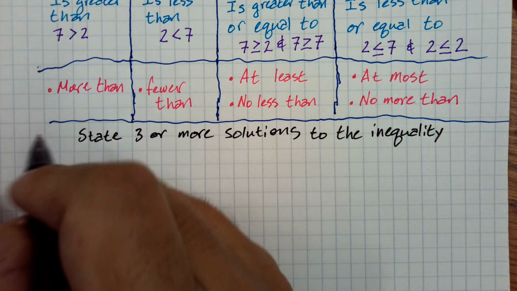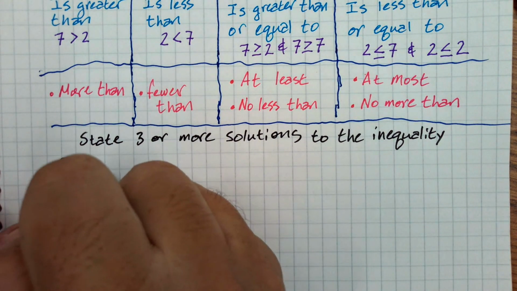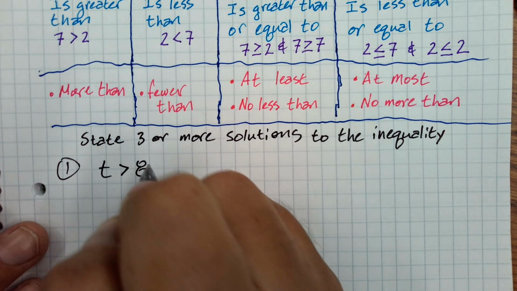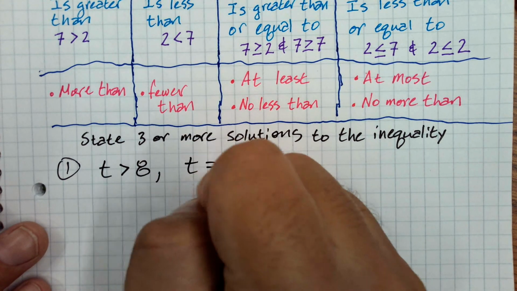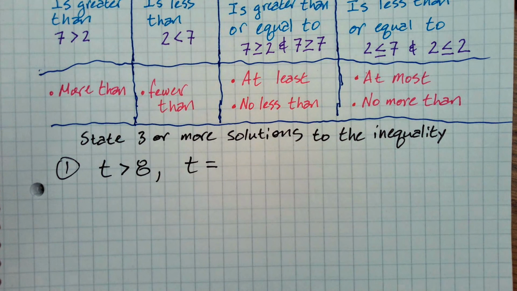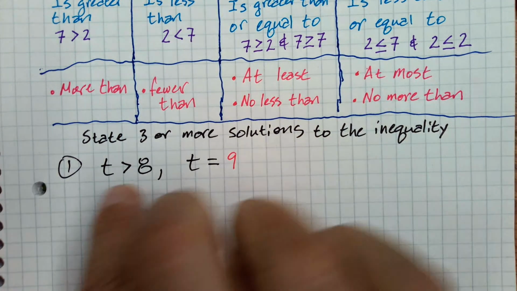Alrighty. So here's what I'm going to do. We'll give you an inequality. Let's say t is greater than 8. And we're going to identify at least 3 numbers that would work. So what numbers can I replace with t that would make this true? Yes, 9. That's the most obvious one. Popped in my head right away. 9 is greater than 8.